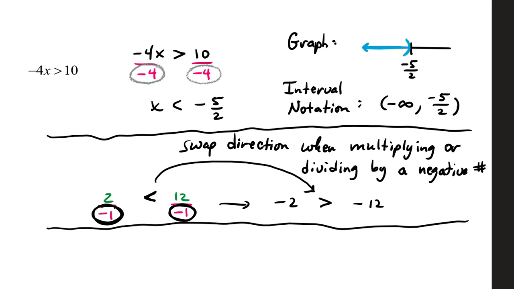Now below, the reason we have to swap directions is if I take a couple numbers like 2 and 12, 2 is less than 12. But if I divide both of these by -1, my results are -2 and -12. On a number line, -12 is to the left of -2, and therefore it is smaller. And I have to turn my symbol around to make that statement true.